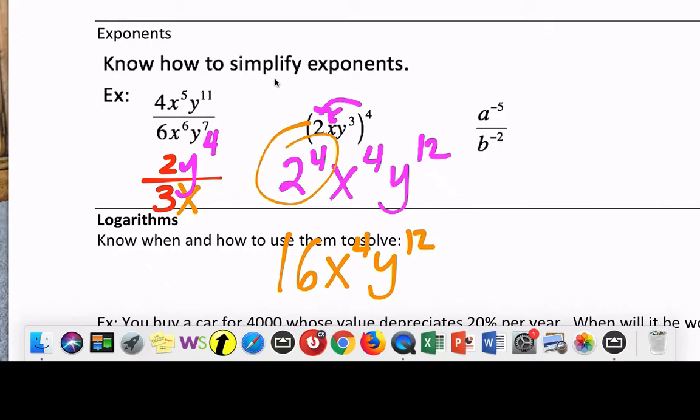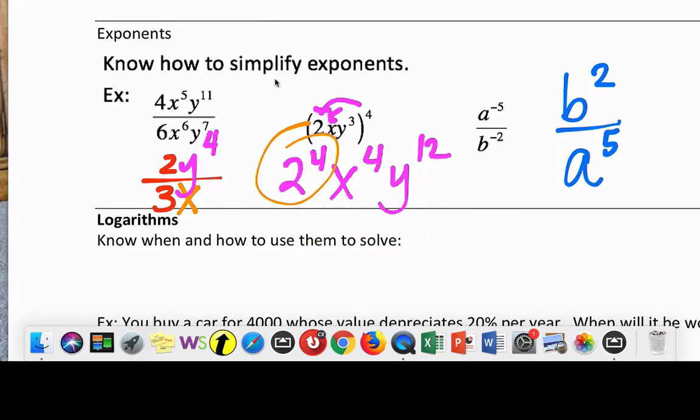And then the last one we looked at, if there's a negative exponent, if you flip the base with this exponent, it becomes positive. So b squared I can flip to the top, it becomes positive, and a to the 5th I can flip to the bottom, and that would become positive.